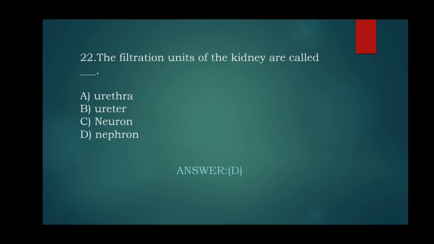Then the last question, the filtration units of kidney are called dash. And options are urethra, ureter, neuron, nephron. So from this we can say that the correct answer is option D, nephron, because urethra and ureter are parts of the excretory system that carry and hold the urine, right? And neuron is a part of our nervous system. So the correct answer is option D, nephron.